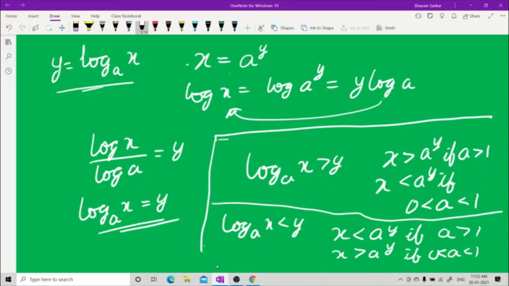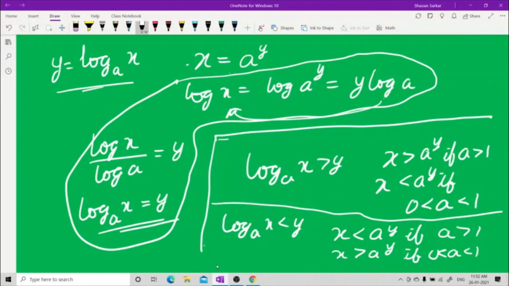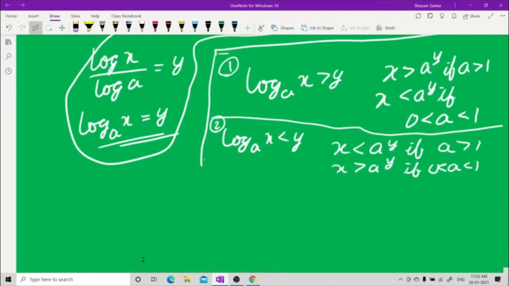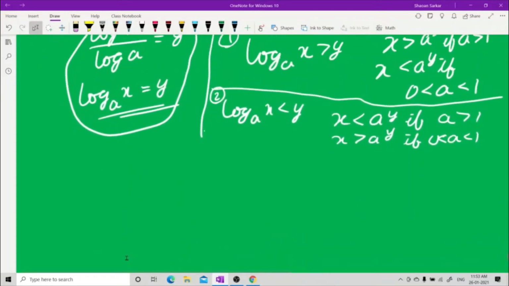This is the proof of how you got from this, how you got this one. This is the proof of that. This is one more property of log. This is another property of log, and I'll give you two more important properties, which I think I didn't give in the earlier video.